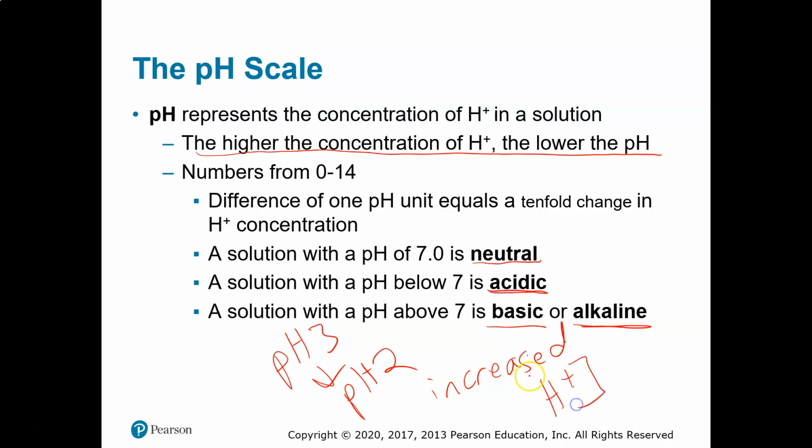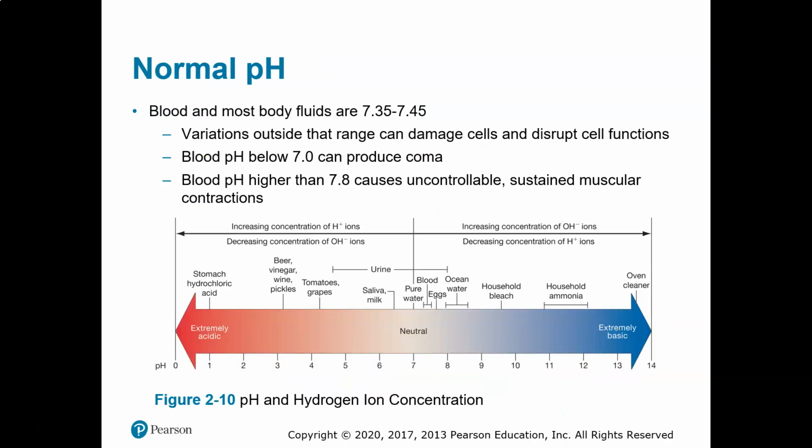This is how you write hydrogen ion concentration. It's increased hydrogen ion concentration 10 times. And if you go down to pH 1, it would be 100 times, and then pH 0 would be 1,000 times, and so on. That's how it works.